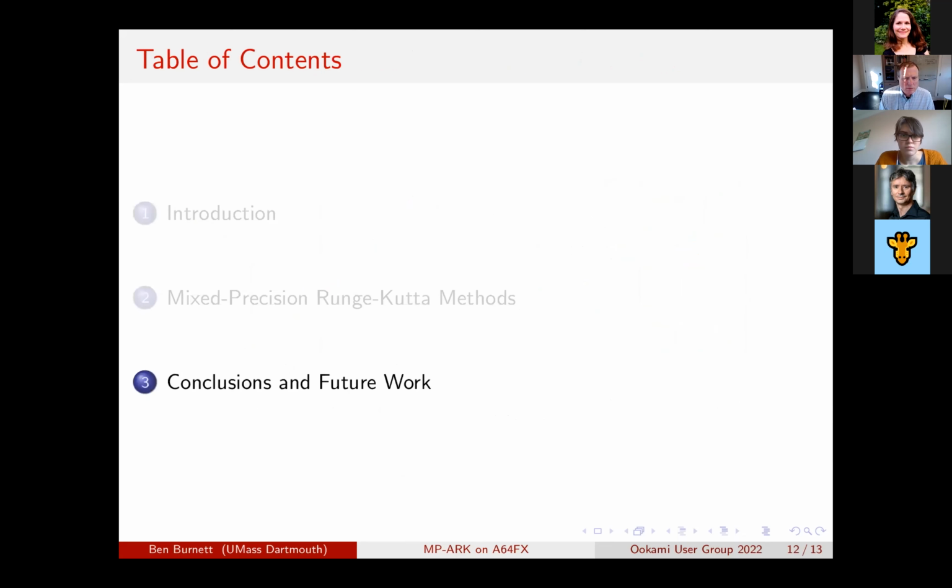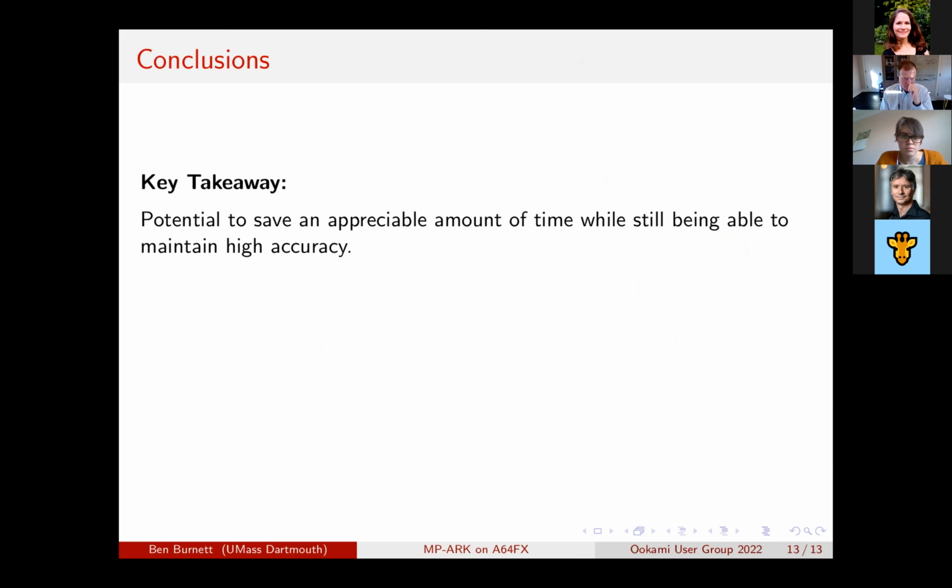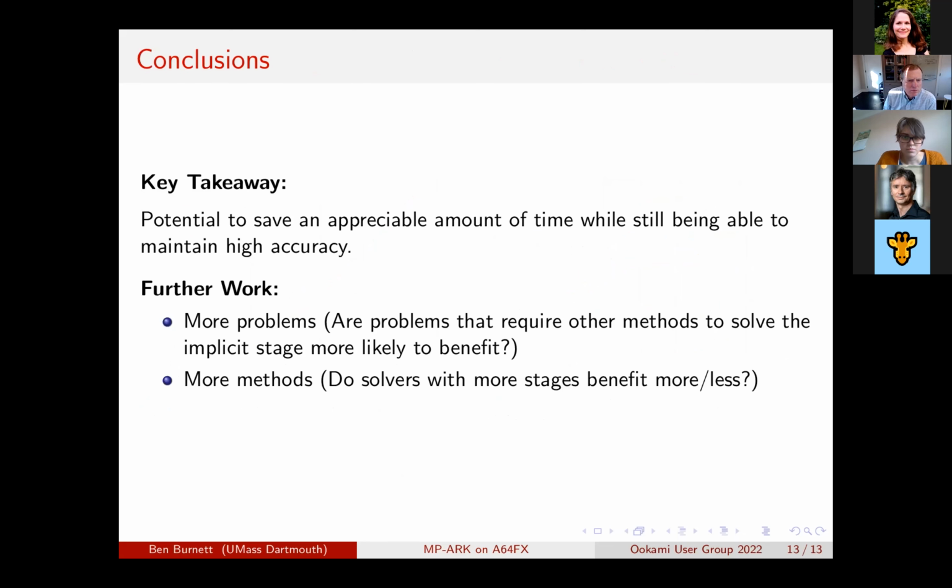So, conclusions. The key takeaway is that we have the potential to save an appreciable amount of time while still being able to maintain high accuracy. For future work, we are looking into more problems. I've been talking with Robert and Eva about using some of the SVE instructions. The problem that I just showed was a rather naive implementation, and we are currently trying to solve a larger problem that is capable of making use of the SVE instructions to boost our performance even more.